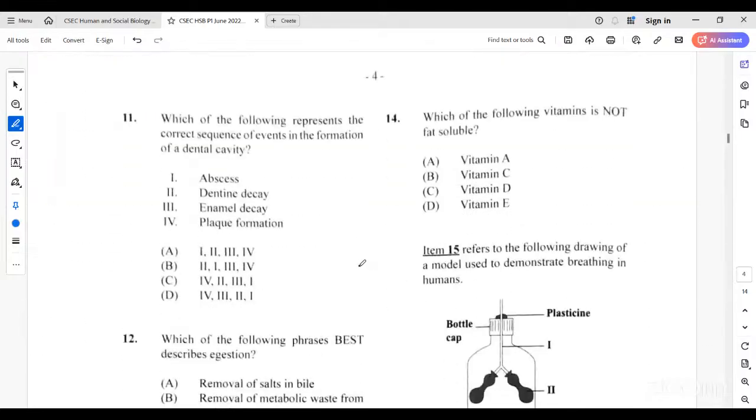Question 11. Which of the following represents the correct sequence of events in the formation of a dental cavity? We have abscess, dentine decay, enamel decay, plaque formation. And this is actually just going backwards. Plaque formation, enamel decay, dentine decay, and then we crown it off with Roman numeral 1 abscess. Yeah, so 4, 3, 2, 1. Which one says 4, 3, 2, 1? So it makes 11D.